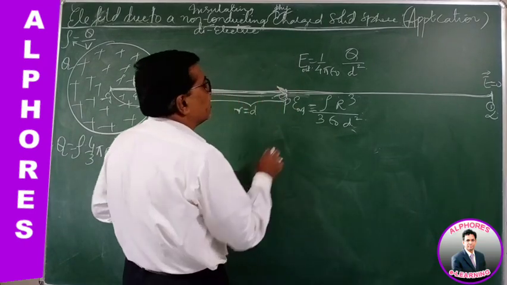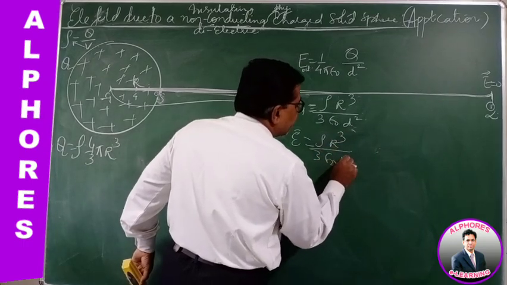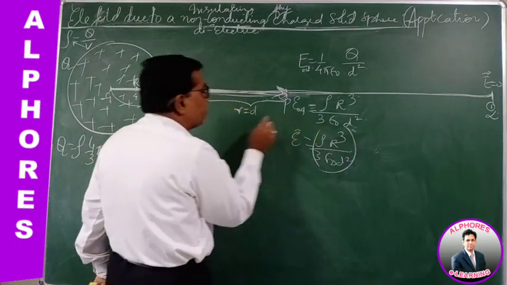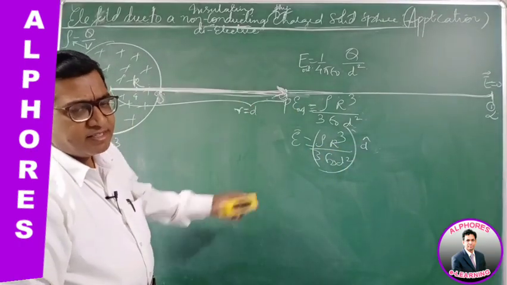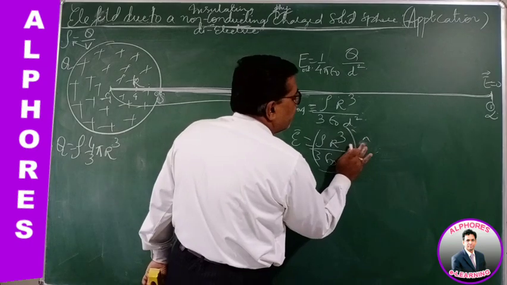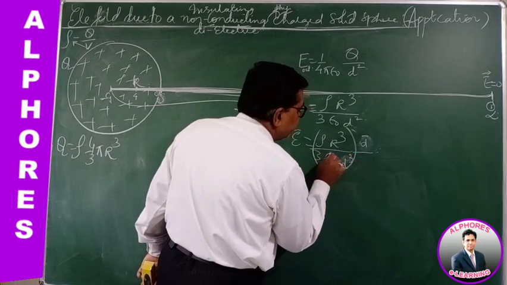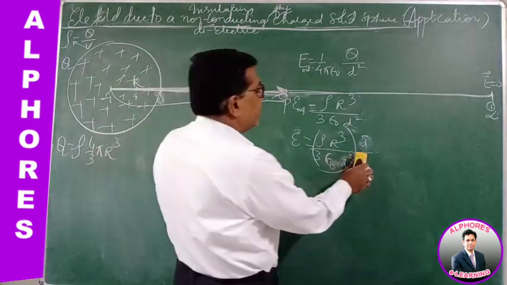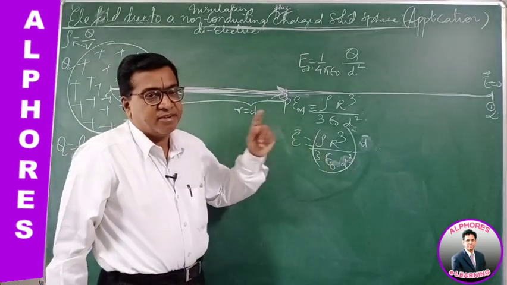Even in this form, E in vector form is rho r cube by 3 epsilon naught d square into the radius vector. If the vector is r, it is r cap. If I imagine it as d, then it is d cap. Whichever way you consider, you can take; it is our convention. Or if I put it in vector form d bar by mod d, then it becomes d cube: rho r cube by 3 epsilon naught d cube d bar, where d bar is the displacement vector from the center to the point. It is a radius vector. This way, you can represent it in vector form.